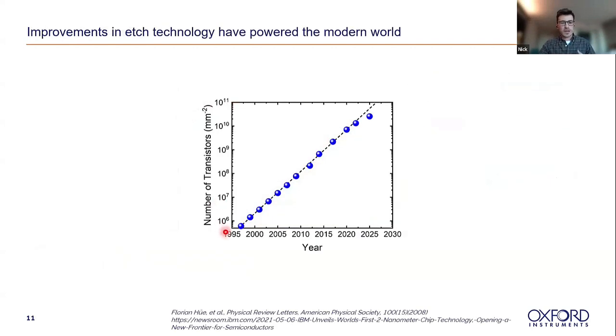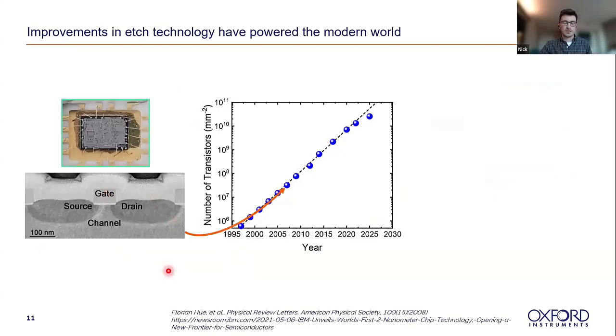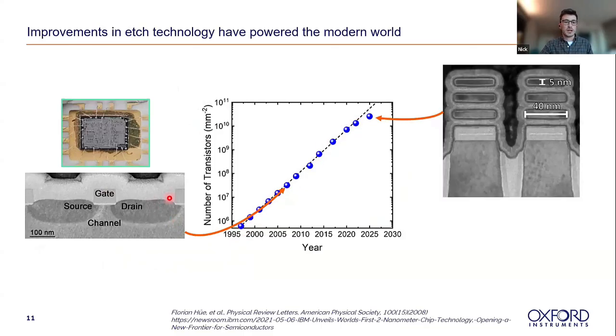And improvements in etch technology have really powered the modern world that we see around us today. So I'm sure you're all familiar with Moore's law, and it's what allowed us to go from these large scale structures that you see on the left here, increasing transistor count year on year, and going from these planar structures towards these highly scaled 3D architectures as well.